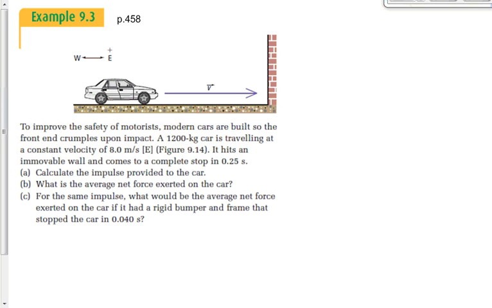A 1,200 kilogram car traveling at a velocity of 8 meters per second to the east hits an immovable wall and comes to a complete stop in 0.25 seconds. Hey, what's that variable there? V. V what? Vi. It's the initial velocity. Anything else we have there if we read between the lines? Let's do a stop. Vf would be 0, right?